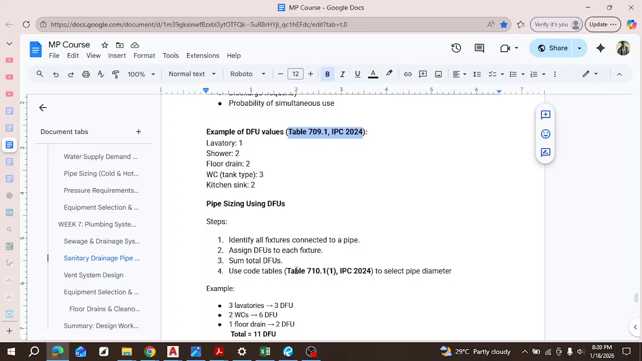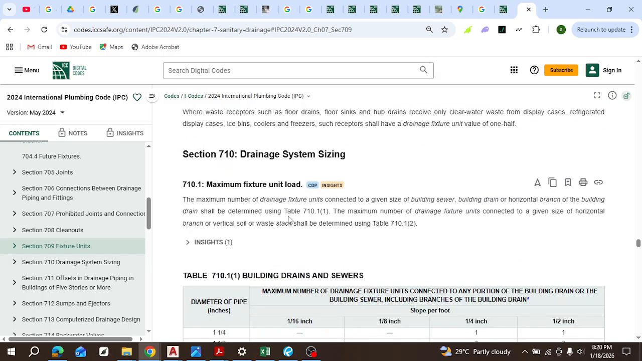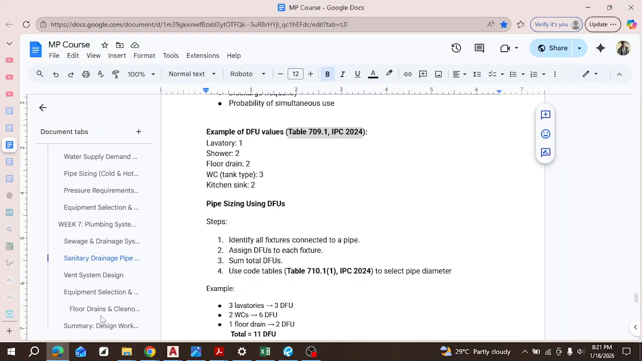And then you read from this table, which is just under this table. Let's look for that table, right? 710. Okay, this is it, right? So now when you get your total DFUs, you come here and find the value which is closest. So for example, if you get maybe 35 or 36, take this 36 as your total, right? And then let me confirm that I showed you that.